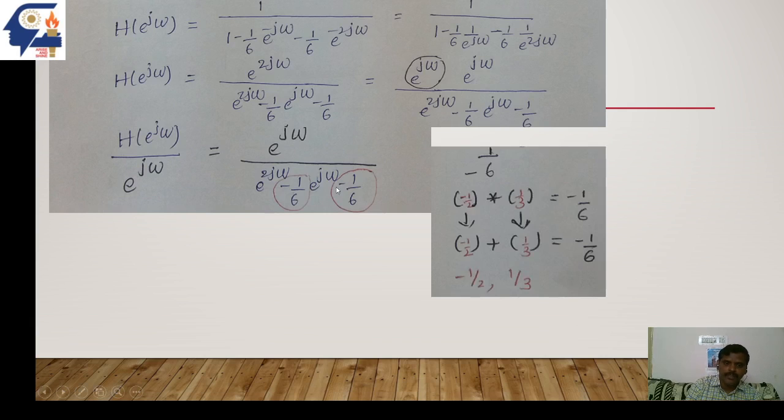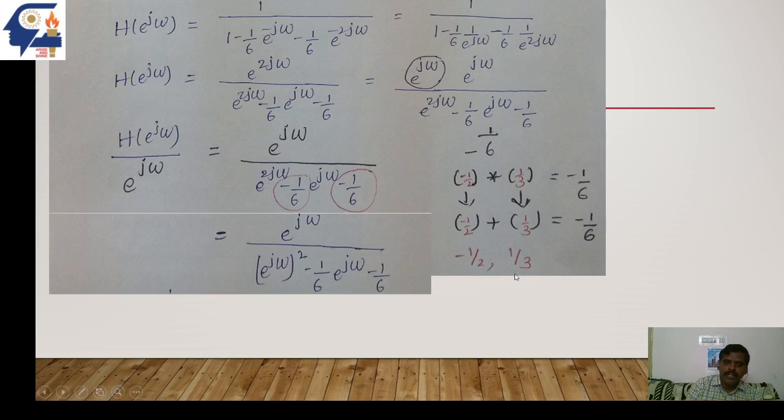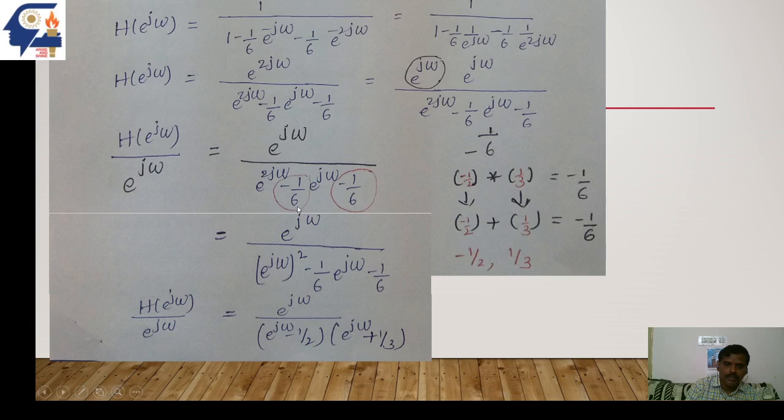Take this minus 1 by 6 as it is. Multiply two numbers, I want minus 1 by 6. Add the same numbers, this is the addition symbol, I want this minus 1 by 6. Factors are minus 1 by 2 and plus 1 by 3. Take minus 1 by 2 plus 1 by 3 and add to the numerator as it is, e power j omega as it is.